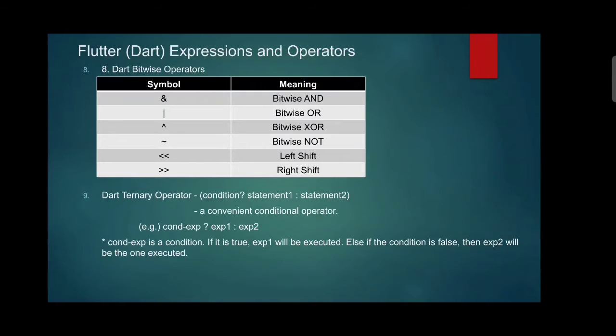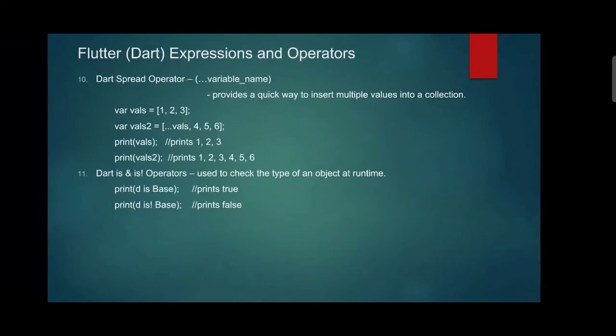The ninth is the Dart ternary operator, the conditional expression. We have here the condition, expression 1, and expression 2. If the condition is true, then expression 1 will be executed. Else, if the condition is false, then expression 2 will be the one executed. Then we have the Dart spread operator. The triple dot provides a quick way to insert multiple values into collections.